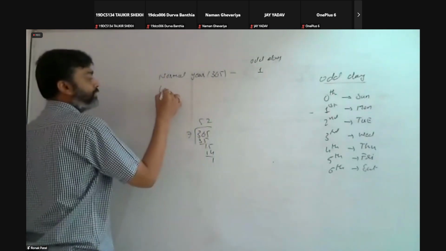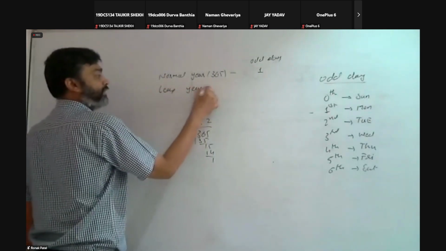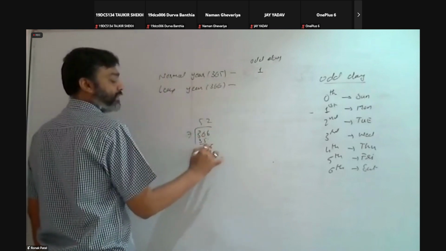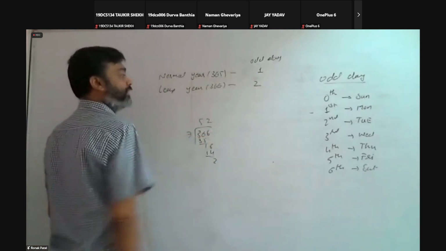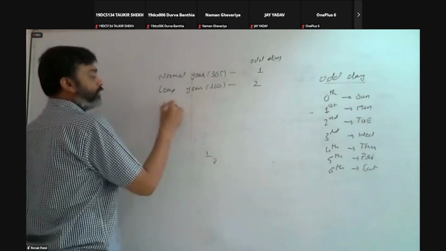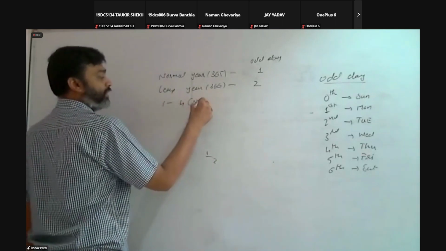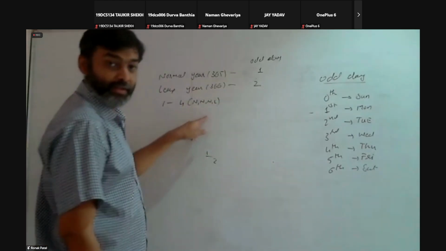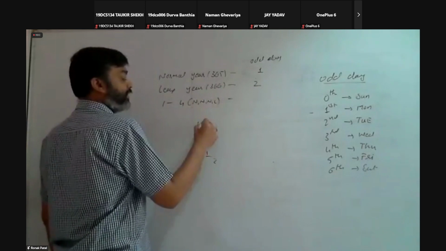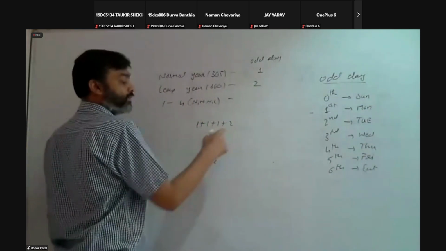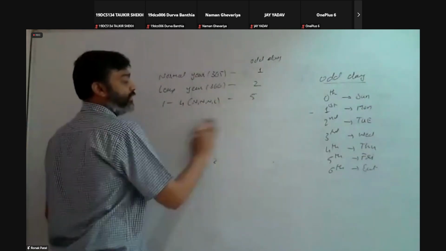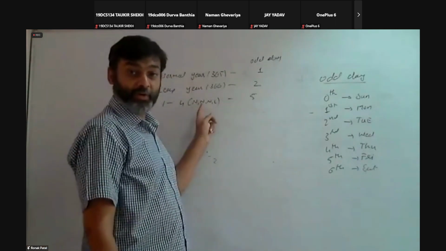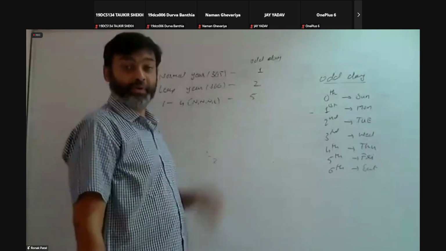In a leap year, that fourth year, which instead of 365 days has 366 days, the extra day makes it 2 odd days. In a group of 1 to 4 years, any one is leap and 3 are normal. Every normal year has 1 odd day, and the leap year has 2. So the total is 5 odd days. So consecutive 4 years, with 3 normal and 1 leap year, have 5 odd days.